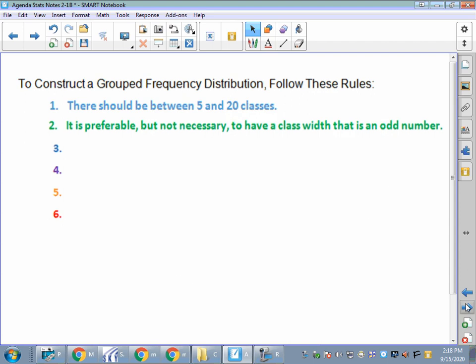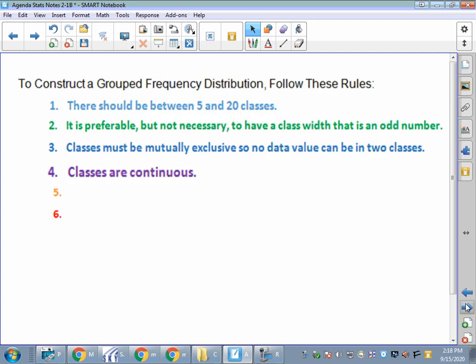It's preferable, but not necessary, to have a class width that's an odd number. The only reason is because mathematicians are lazy, and if you have an odd class width, then we get a midpoint that's a nice number. Classes must be mutually exclusive. We mentioned this the last time. You can't have data fall into 2 classes. You can't have an overlap of your data.